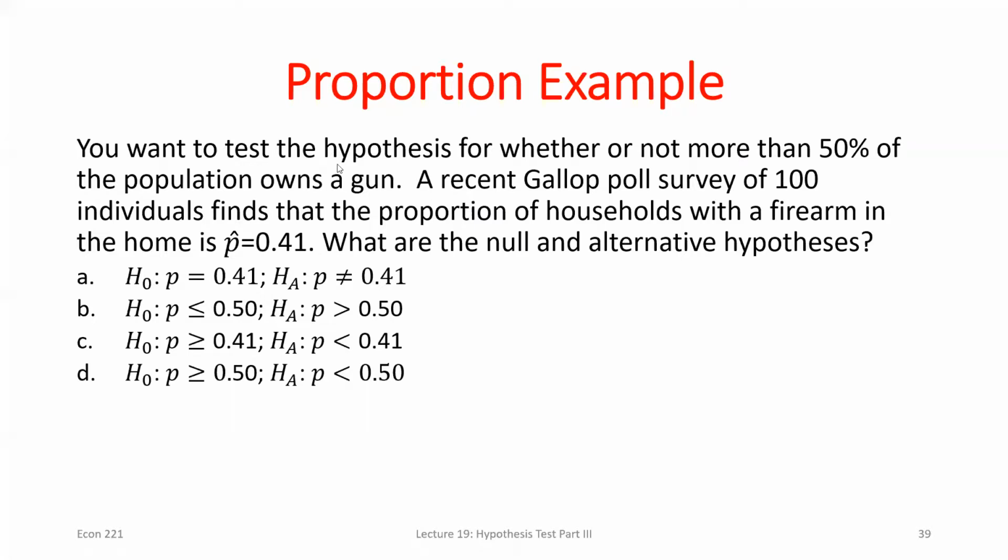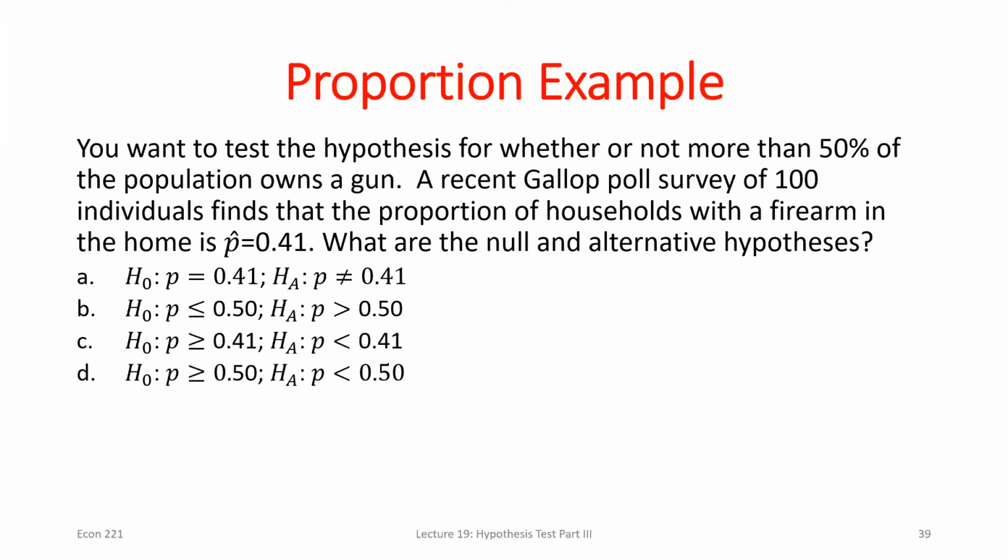Okay. So I have kind of a weird one here, but I want to use it to prove a point. Let's say you want to test the hypothesis of whether or not more than 50% of the population owns a gun, right? So that's what you want to test for. So you'll assume the opposite is true. If I want to see whether or not the true population proportion is greater than 50%, I'll assume the opposite is true, which is that it's less than or equal to 50%.